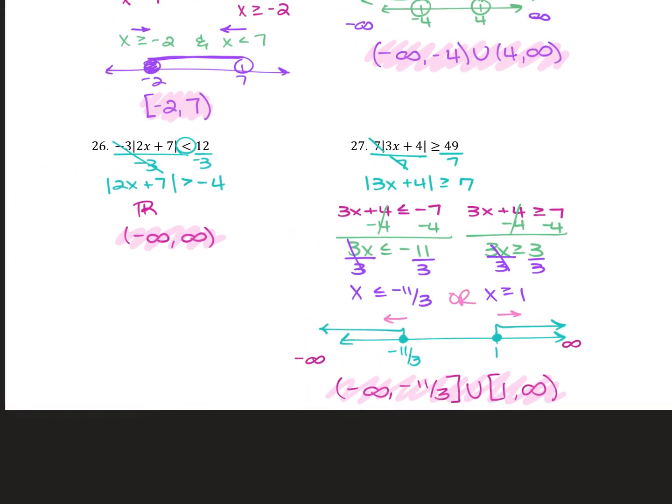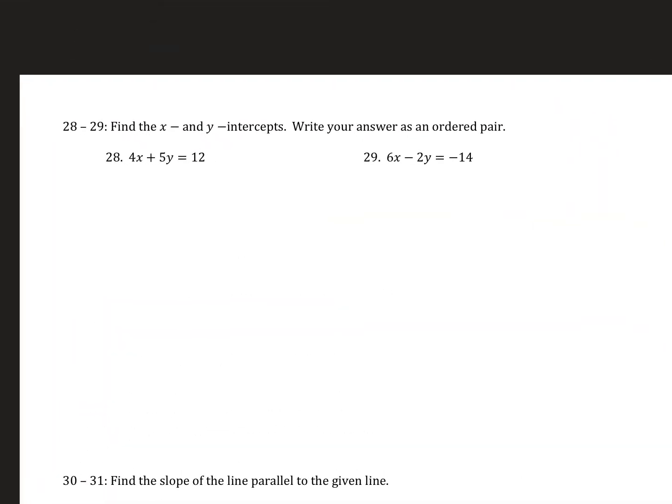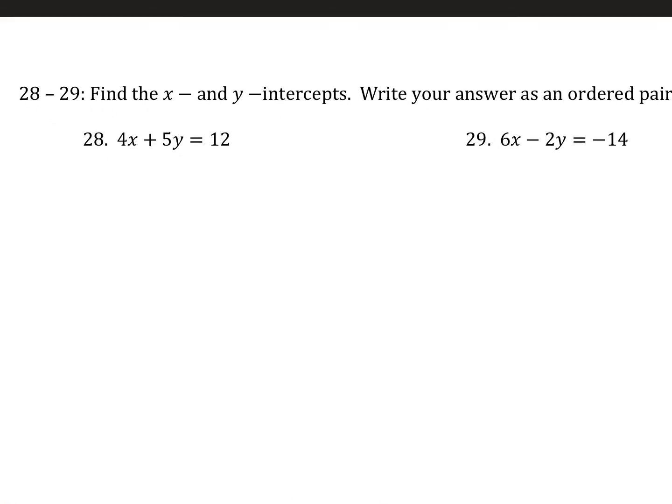For 28, we are finding the x and y intercepts and writing our answers as ordered pairs. Now, these questions on your midterm will be two separate questions. It won't be both in the same question. You'll have one question that asks you for the x-intercept, one question that asks you for the y-intercept. For number 28, we are given 4x plus 5y is equal to 12.